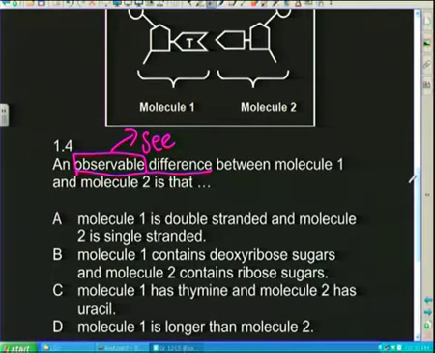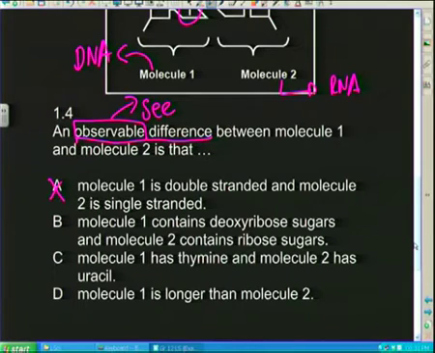Molecule 1 is double-stranded and molecule 2 is single-stranded. Now remember, what did we say molecule 1 was? It was DNA, because it had thymine, and molecule number 2 was RNA because it had uracil. So molecule 1 is double-stranded and molecule 2 is single-stranded. Is that the observable difference? The answer is right if you weren't given a picture. But they want to ask you, what can you tell from that diagram? And it doesn't show you that either of them are double-stranded. That's a bit of a tricky question, and it's your first option, so you do tend to go for A.